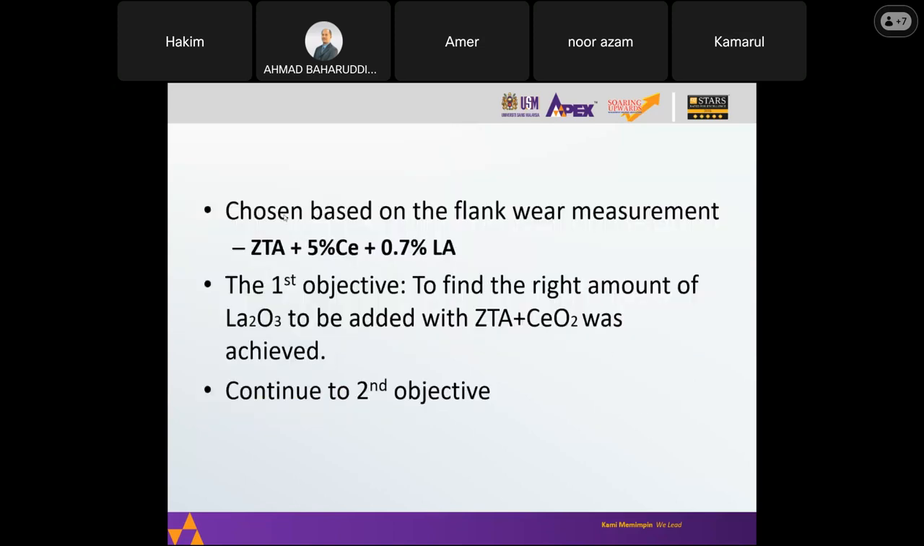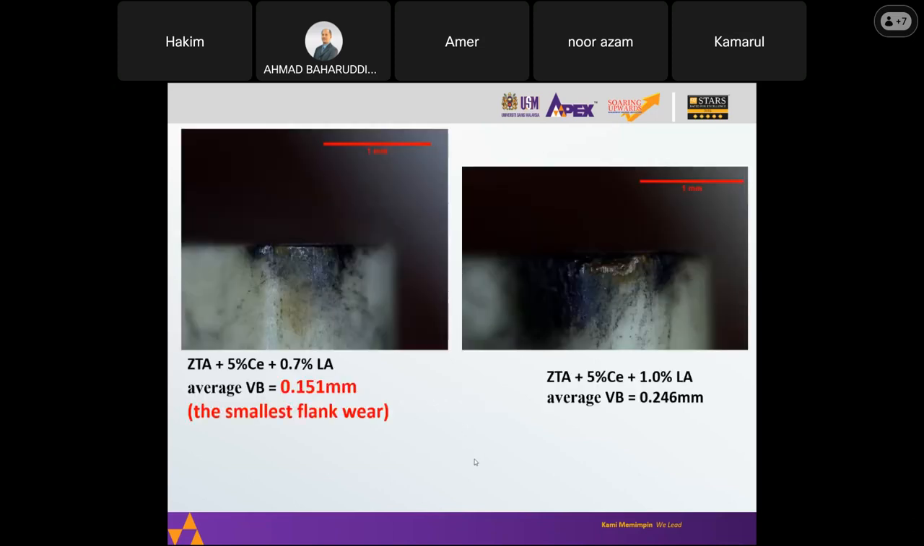So the best composition is 0.7. The first objective was achieved, then continue to the second objective. Actually, previous researchers also found 0.7 lanthanum oxide is the best composition in a ZTA cerium matrix. So I have proof in machining, but they only proved it on hardness, fracture toughness, and other mechanical characteristics. So this research proves that 0.7 in the machining test performs better than other compositions.